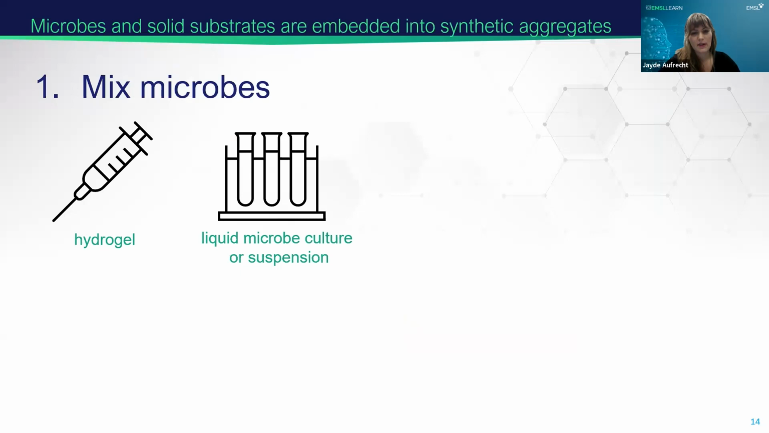Making synthetic soil aggregates is a pretty straightforward process. So you can send us the microbes that you're interested in studying. Usually we grow them up in liquid culture and then we mix them with our hydrogel. So the microbes themselves are actually embedded in that hydrogel.